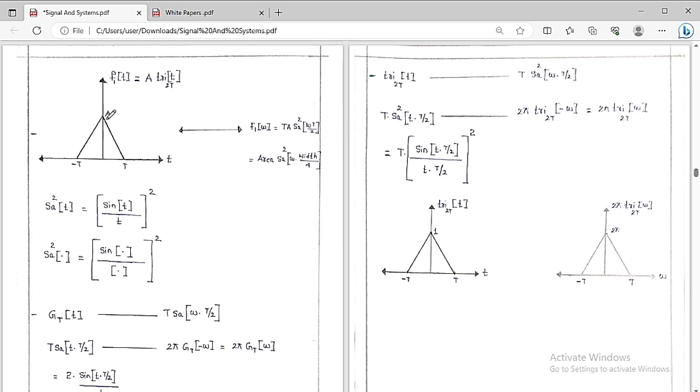Its peak value is A, and this is T and this is T. So what is the overall width? 2T. This overall width is 2T. So this is a triangular signal, and for this triangular signal, I want to find what is the Fourier transform.